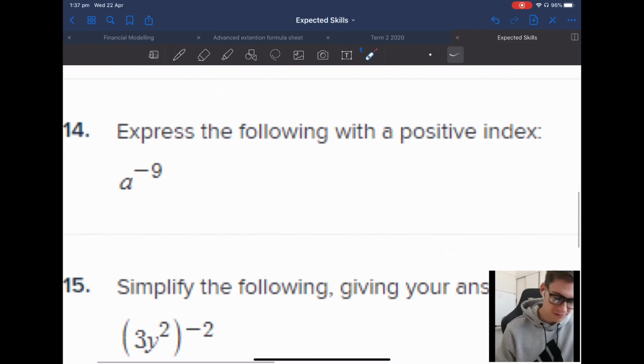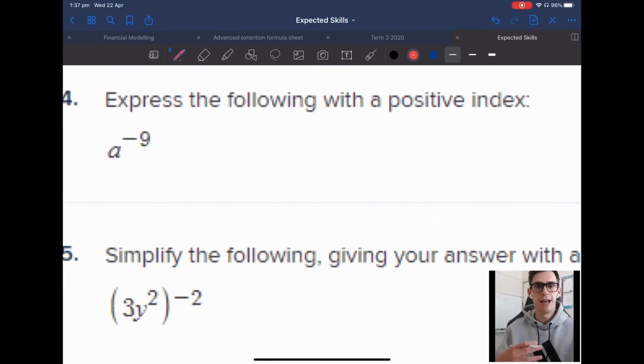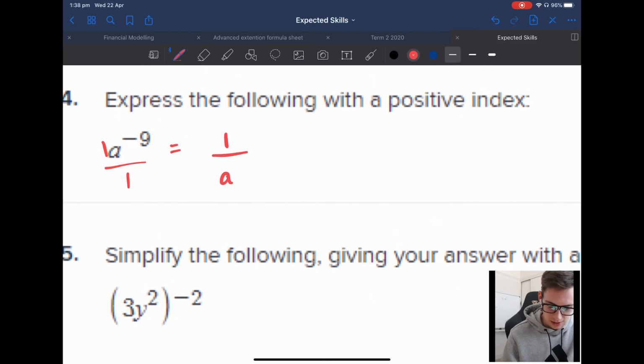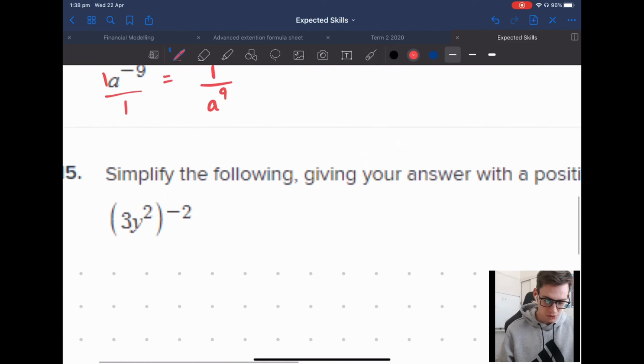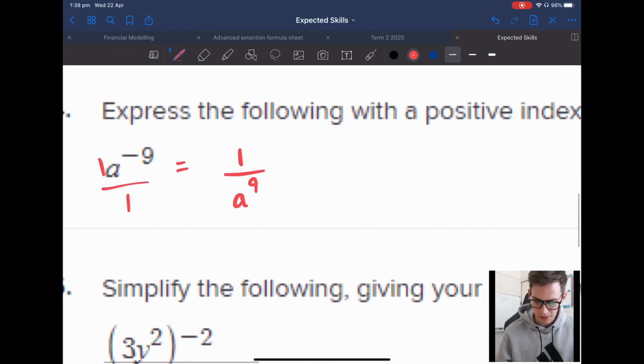Okay, so 14 and 15, they are both involving negative powers. The thing with a negative power is they're unhappy because they're not in the right spot in the fraction. So if you have a negative power and it's on the numerator on top, then it needs to go on the other part, so on the bottom. So all that means is, imagine there's a 1 out there, we're going to leave that 1 on top, and that a is going to go to the bottom. It's going to keep the size of the power, so it's still a 9, but now it's happy because it's on the right spot.